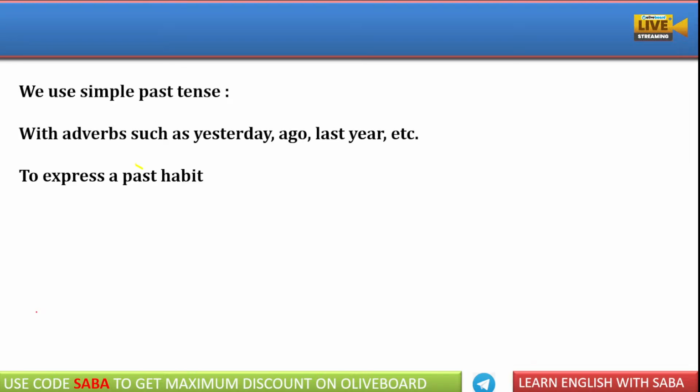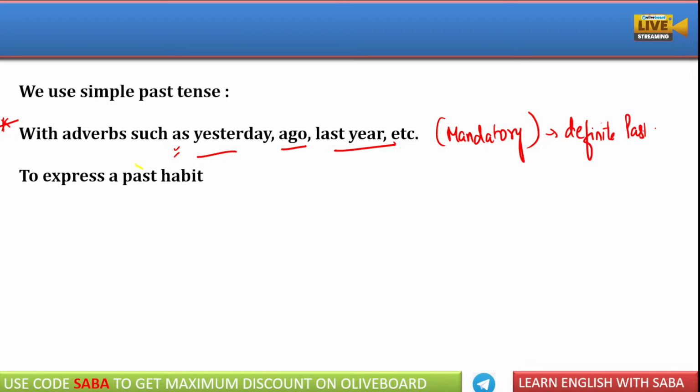We use simple past tense. It is mandatory, this is a mandatory case. This is a mandatory case and a very, very important case without any exceptions. Okay. Whenever we have adverbs like yesterday, ago, last year, any such adverbs, ago, yesterday, last year, we write that sentence only and only in past indefinite. In short, you can say whenever we have definite past time, we write that sentence only and only in past indefinite tense.